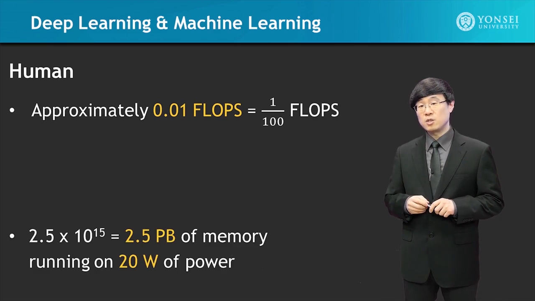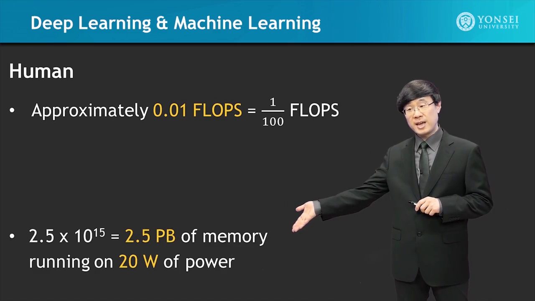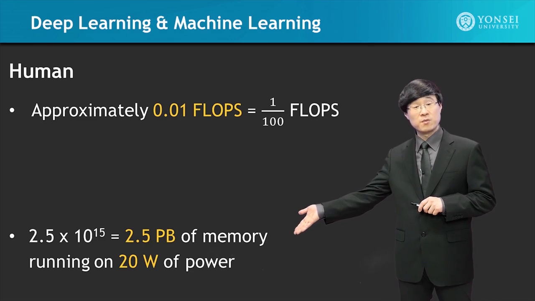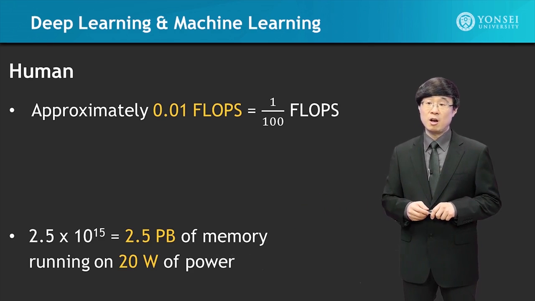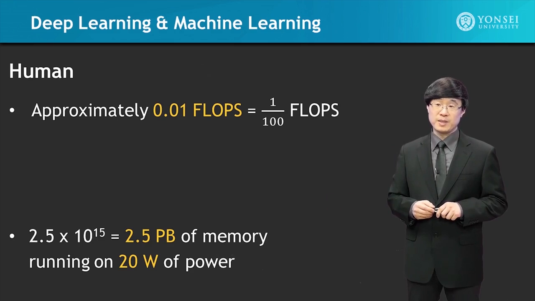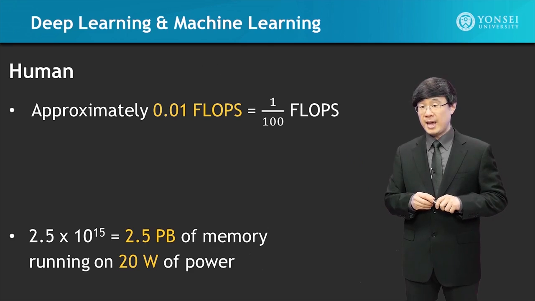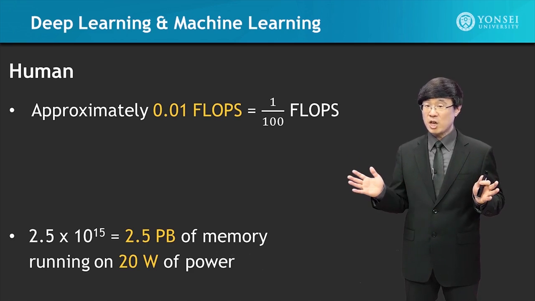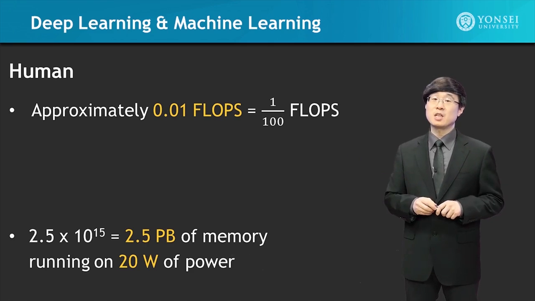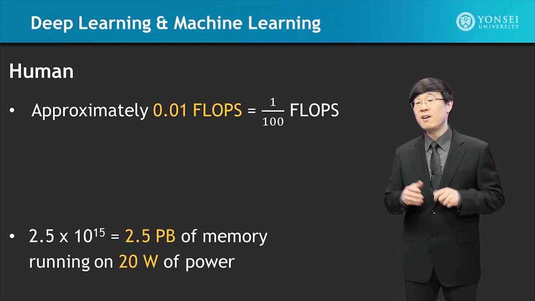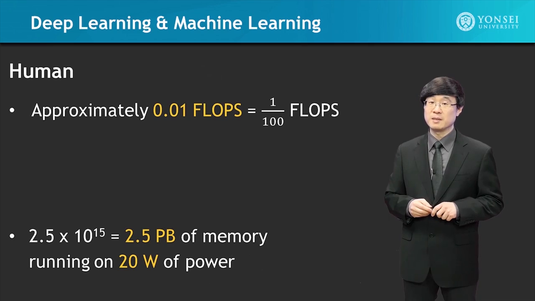Another way to characterize a human being is the characteristic that a human being normally has around about 2.5 petabytes of memory, and also it's running on 20 watts of power. Now, I know this is totally different for different people, and the characteristics will diversely change these numbers, but just for fun, these are some numbers that have been used to characterize human beings.